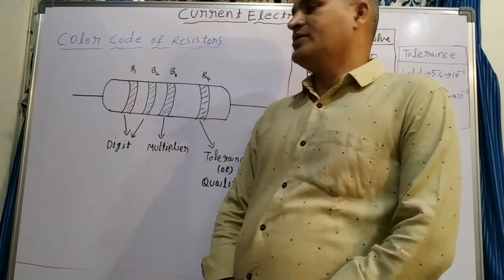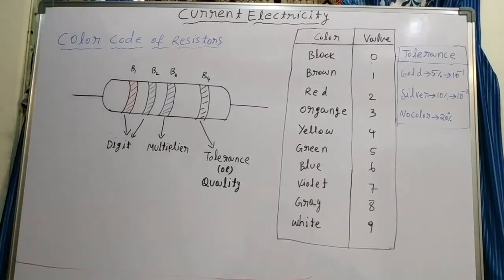Color coding of resistors. What does color code of resistance mean? The color code represents the value of resistance. Actually, a resistor is very small in size, a few millimeters, so we can't write any value on it. Even if you write, we can't see that properly. That's why, to identify the value of resistance easily, they use color bands.